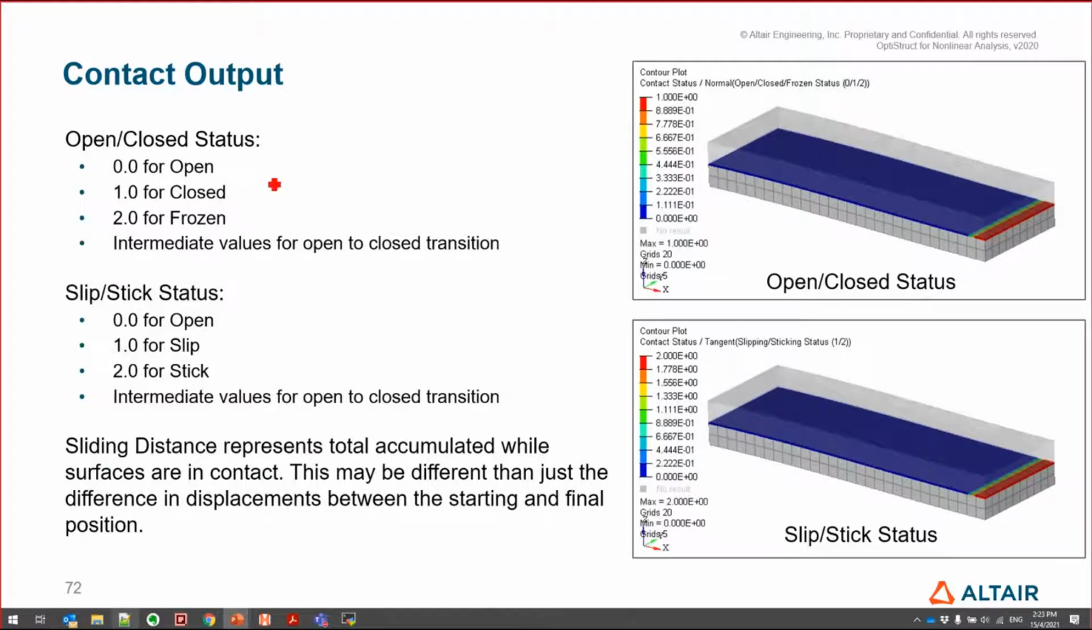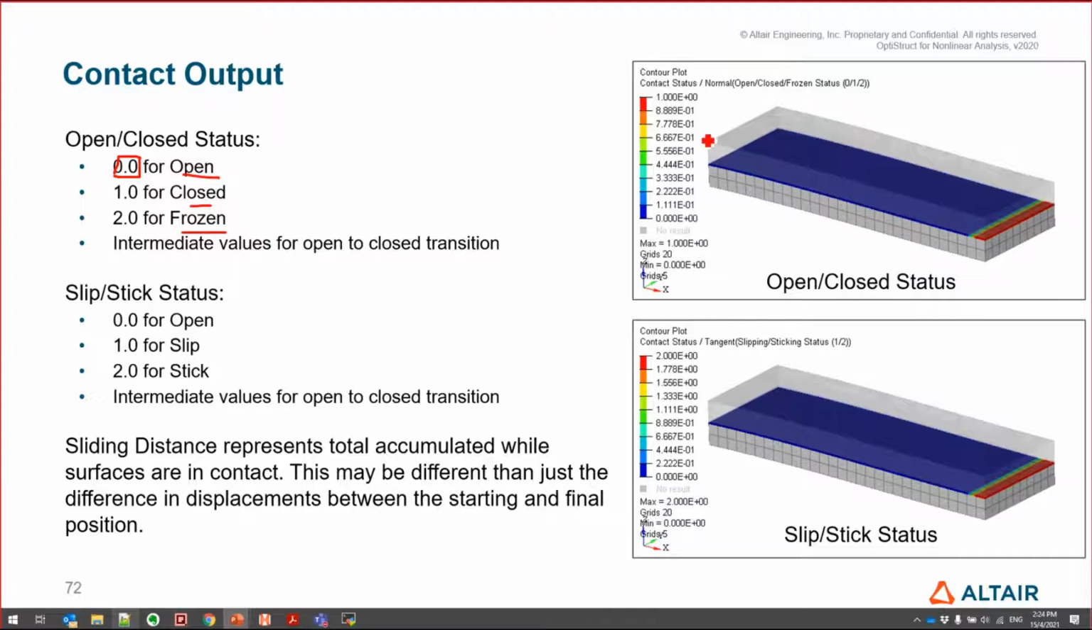So this is an example of the contact status. It's a discrete result: you either have open, closed, or frozen. But to make it visible in HyperView later on, because we use the legend, and a legend is basically a continuous legend, we use the denomination of 0 for open, 1 for closed, and 2 for frozen.